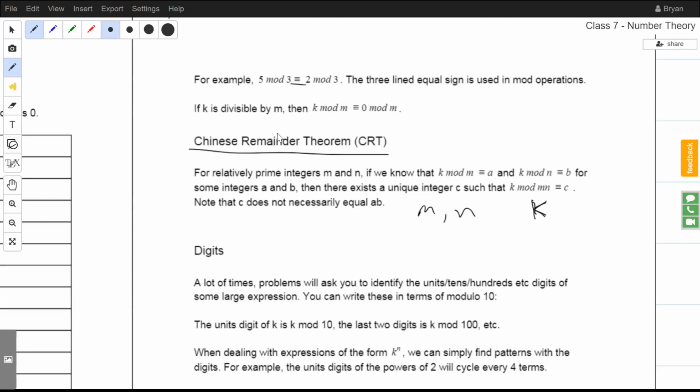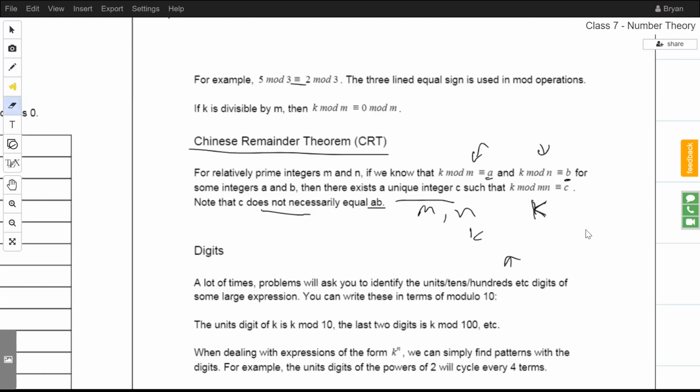And basically, if we know that this number k, when mod m is an integer a, and mod n is an integer b, and this is just any integer a and b, then we know that there is a unique integer c, such that k mod mn equals c. And this is true for any k that satisfies these first two conditions. And it's important to note that a times b is not necessarily equal to c. It just states that c exists and it is unique.